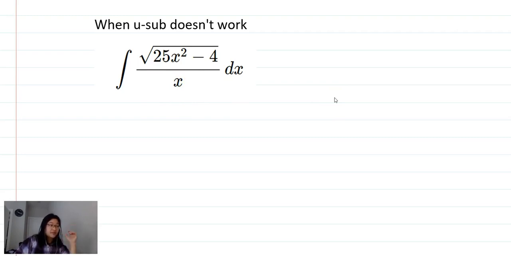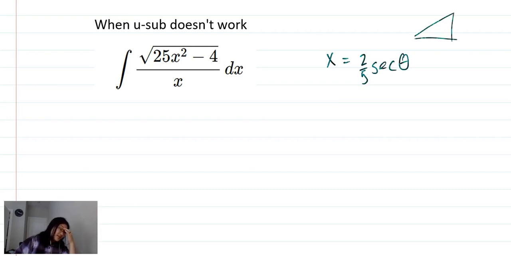I'm going to say, let's let x equal 2/5 secant theta, where we're constructing some triangle where the secant, which is hypotenuse over adjacent, is going to give us a 5x. There's a theta, and there's a 2. So just trust me on that for a little bit, and we'll see where this gets us, because we really just want to make our integrand easier to work with.